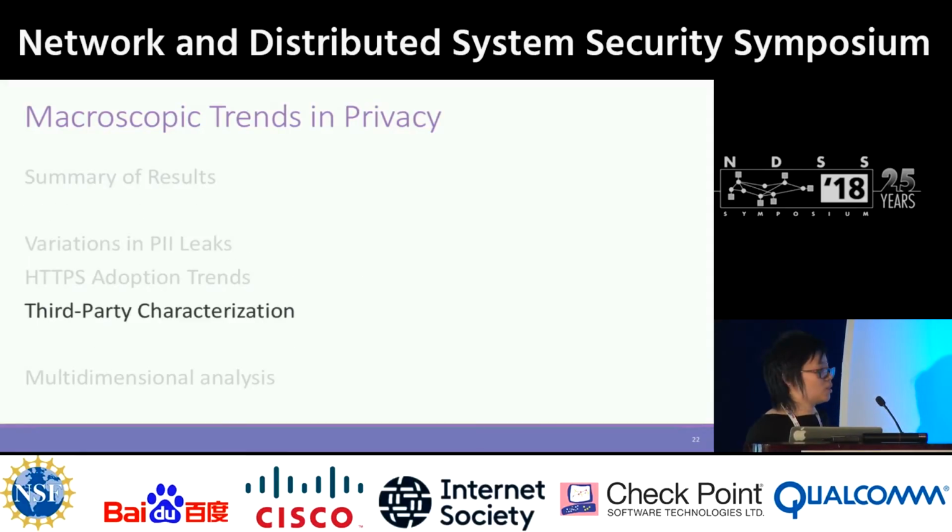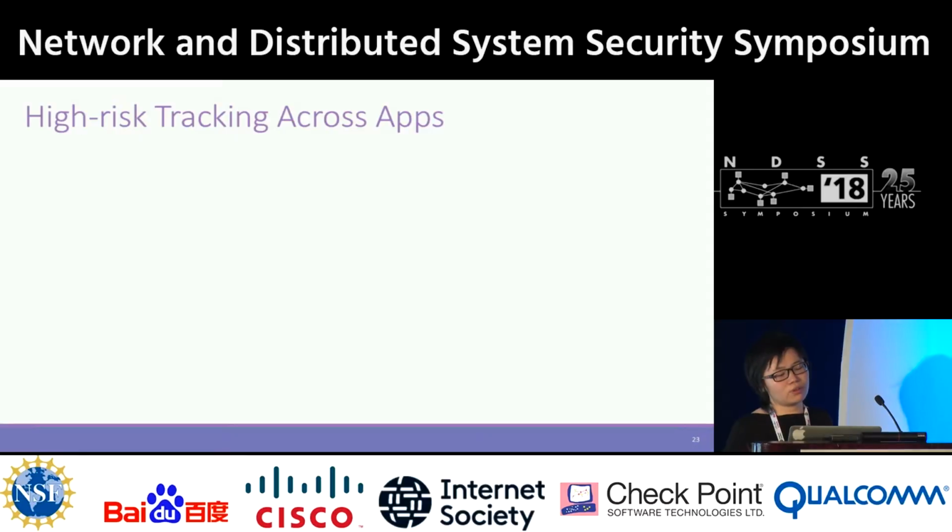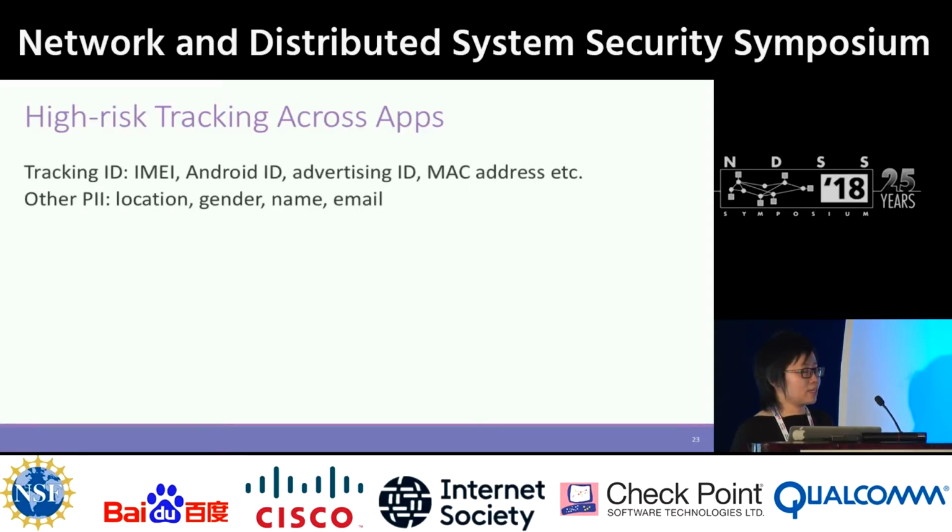Another dimension is the destination parties who got this information, especially third parties. They are less known to average users. And I'm specifically focusing on the tracking IDs. Tracking identifiers are unique for each device and usually do not change over time.